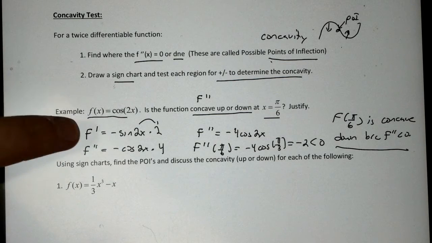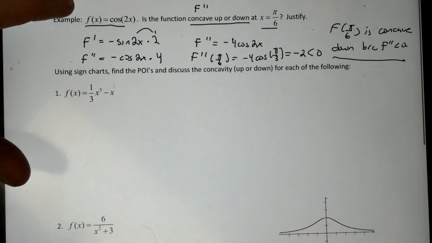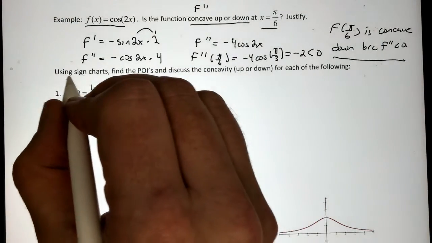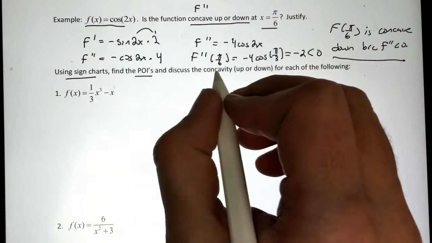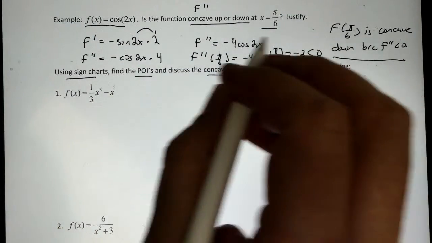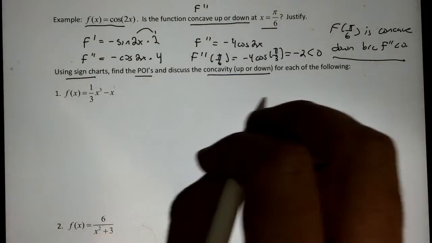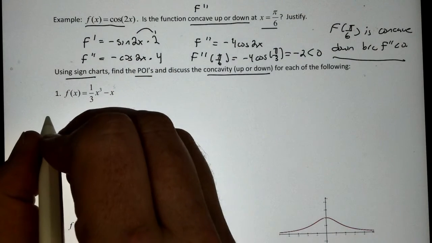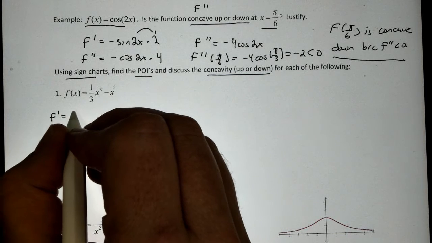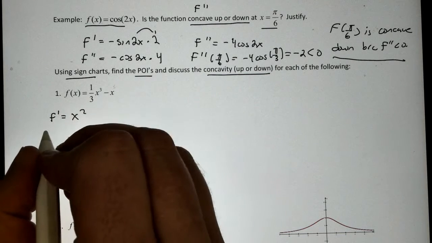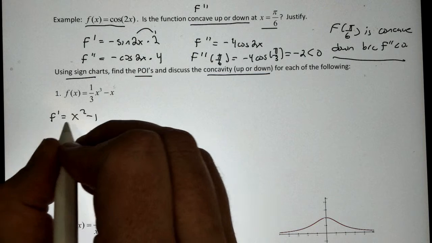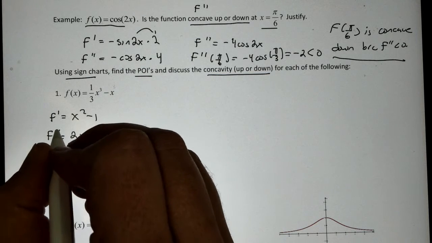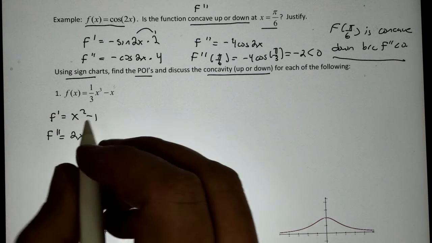All right, so let's talk about how we can solve these algebraically. We're given a cubic function. We want to use sign charts to find the points of inflection and then discuss the concavity, concave up or concave down. If we look at a question like number 1, we're going to need the second derivative. If I take my first derivative, we would just get x squared minus 1. Our second derivative is just going to give us 2x. There we go, second derivative.